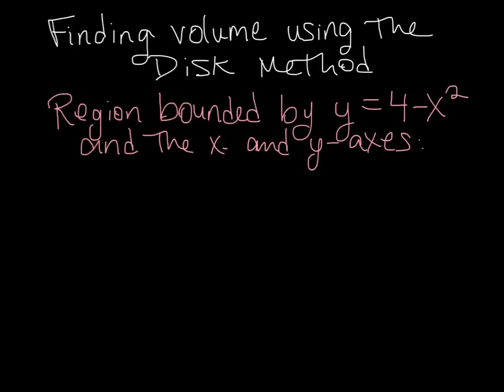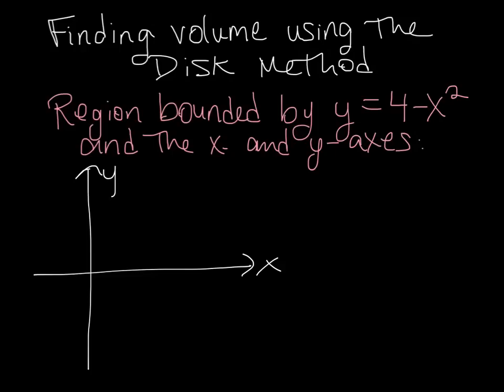Let's investigate how to find the volume of a solid using the disk method. Let's look at the specific example of the region bounded by y equals 4 minus x squared and the x and y axes. Here's the x-axis, here's the y-axis, and y equals 4 minus x squared is an upside-down parabola shifted up by 4. So the region we're looking at is this little space right here.